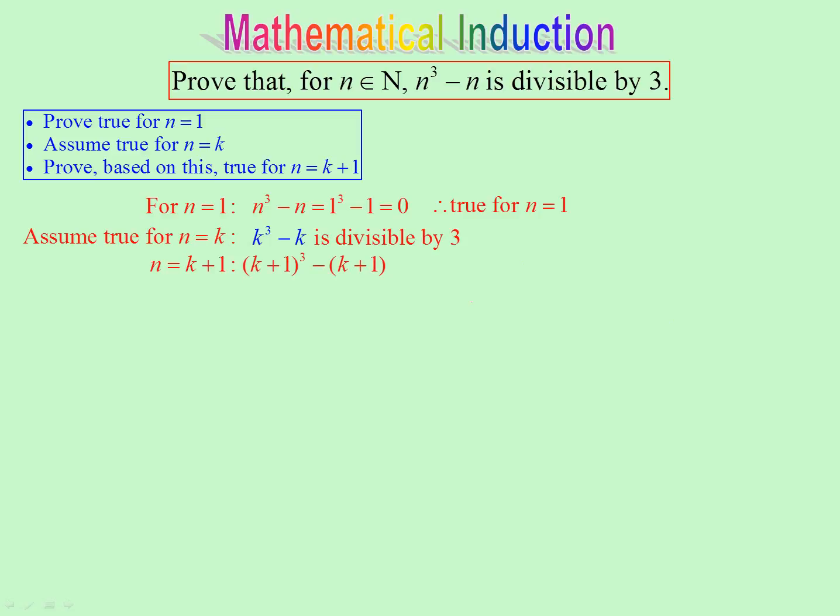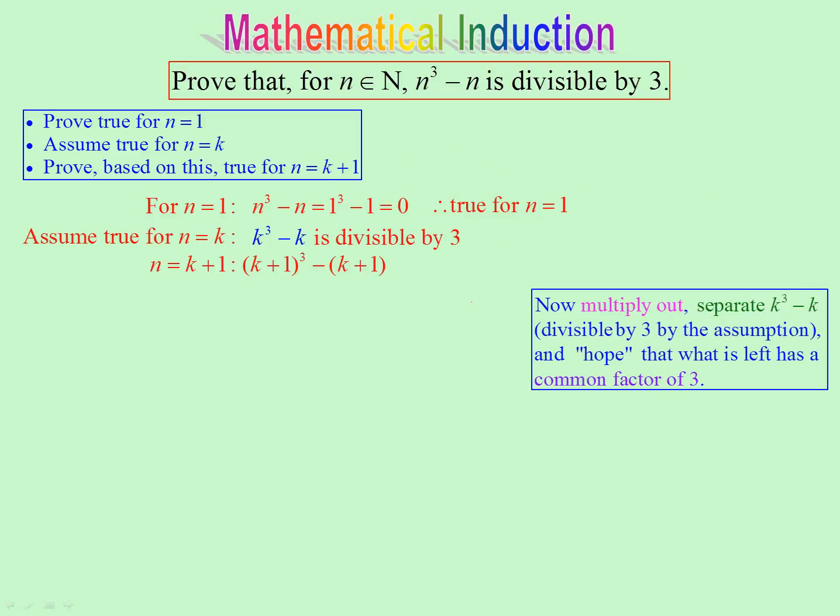There we are. Now we have to have a strategy, and it's a pretty straightforward strategy every time. What I'm going to do in this case is multiply it out, simplify it, then I'm going to try to separate out the k cubed minus k, exactly the same as we did in the previous one. And whatever's left, hope that it's divisible by 3, in other words, has a common factor of 3. So let's have a look.